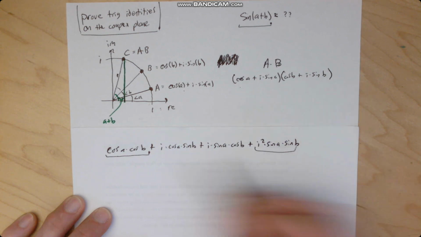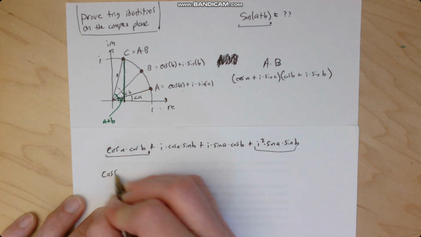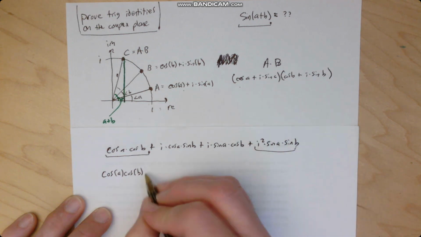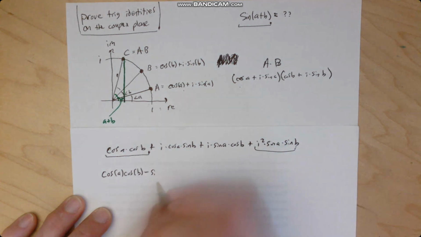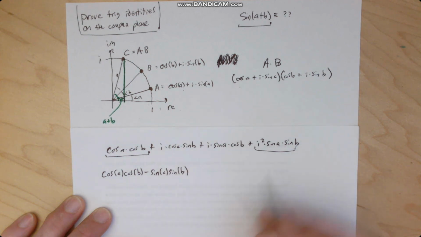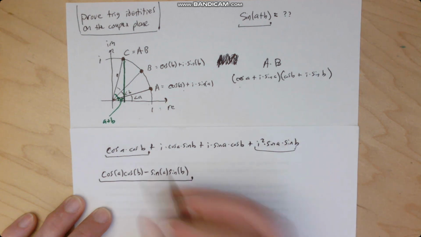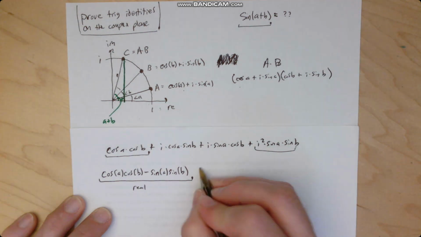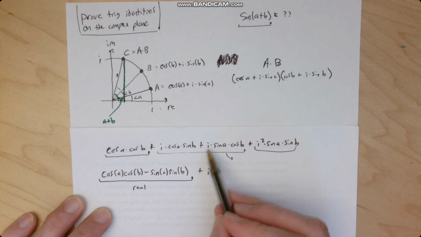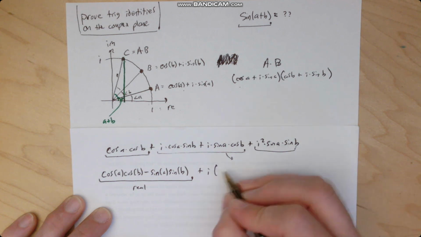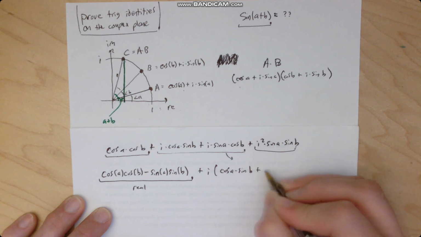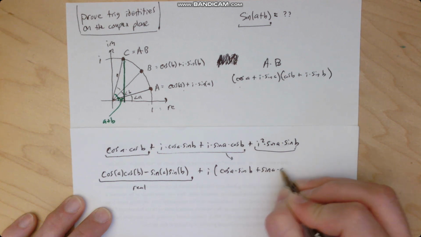So let's combine those two over here. So we'll have cosine A cosine B, and then that's minus sine A sine B. And so that's all the real part of our complex number. And then if you imagine taking this here and factoring out the i's, I'll have i times cosine A sine B plus sine A cosine B.